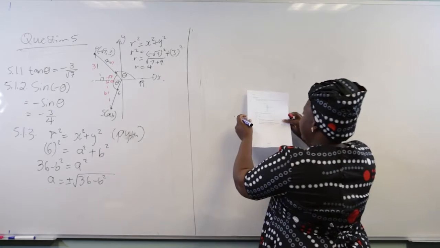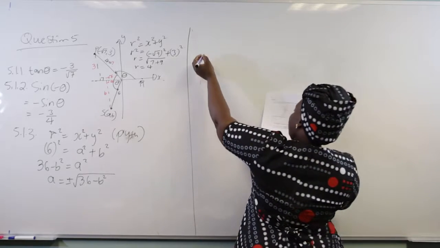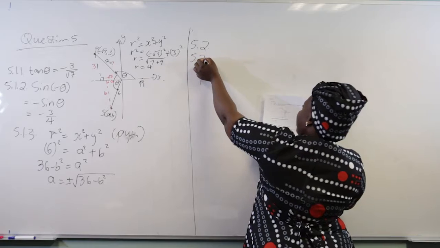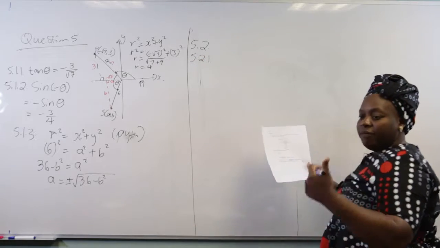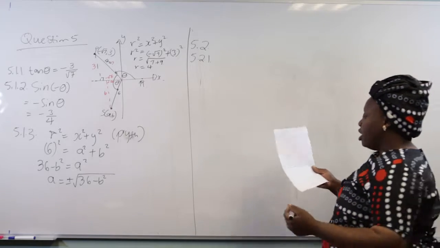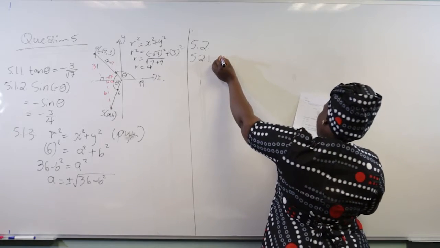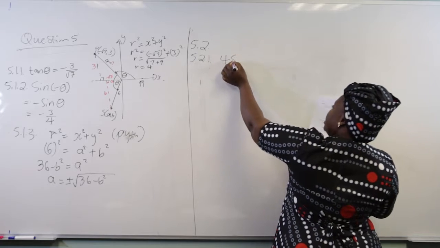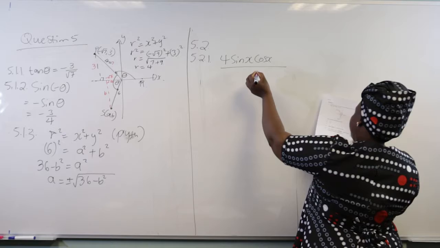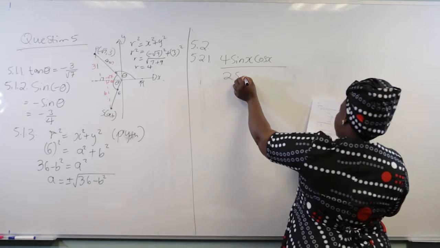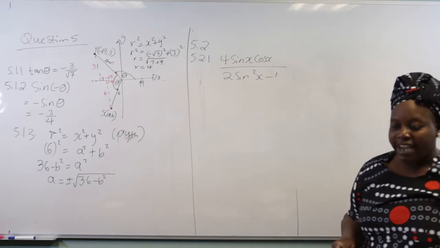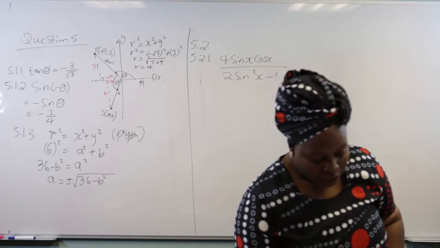In the question they say simplify. Now the moment they say simplify, you need to know that you need to do something beyond what you have. It's not just the formula sheet, the factorization comes in, the substitutions of other things comes in. So what is it that we are simplifying? The expression 4 sine x cos x all divided by 2 sine squared x minus 1. And you have to simplify it to a single trigonometric ratio.